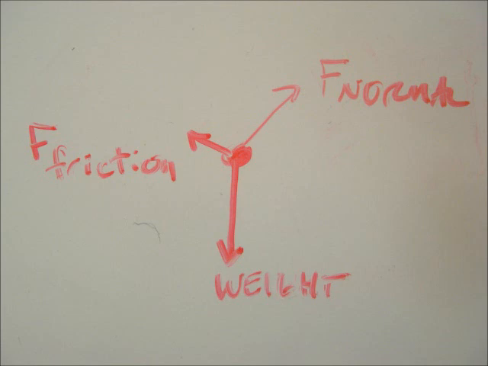The second force that's important is the force of friction, and that will point up the incline, parallel to the incline of the flatbed. And then the third force is the normal force, which points up and to the right.